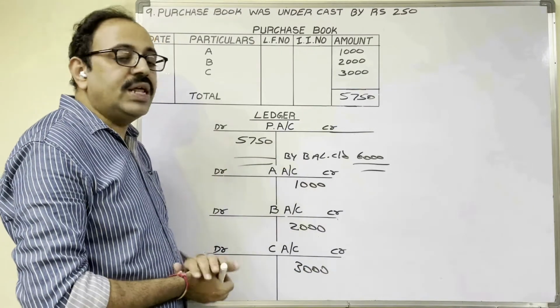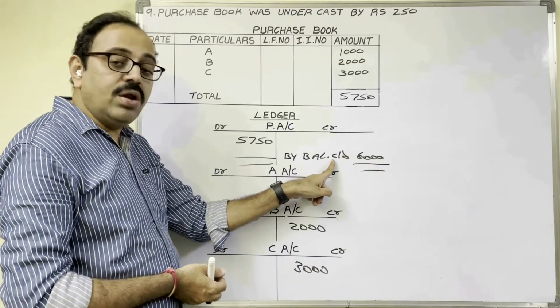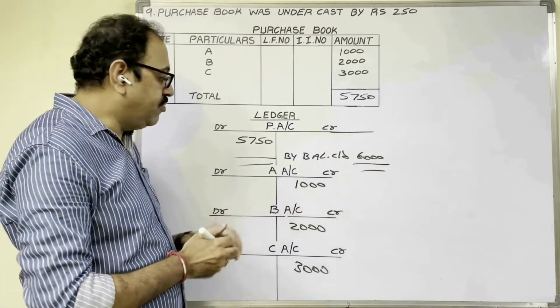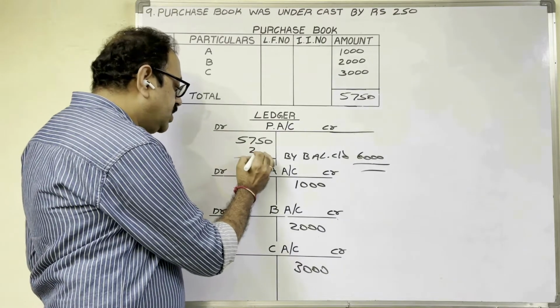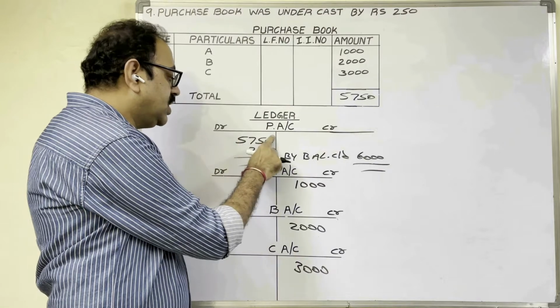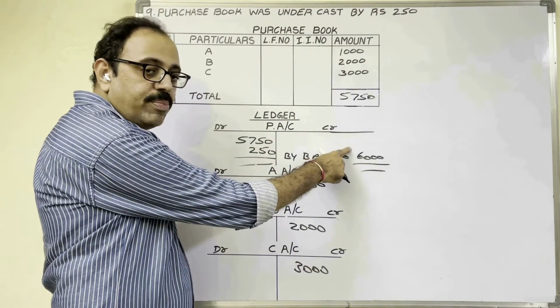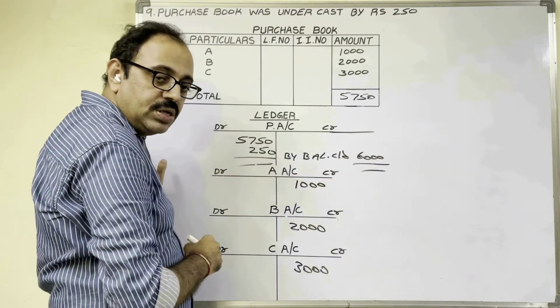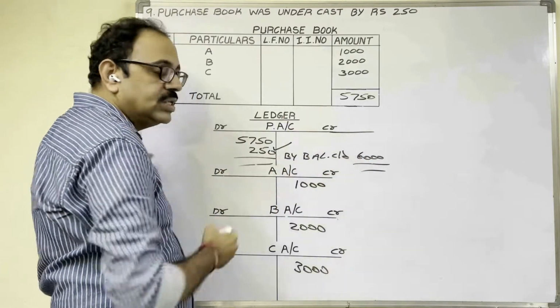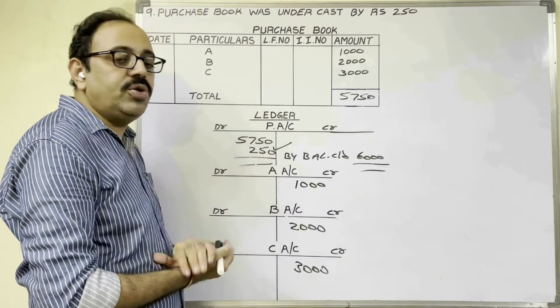How to rectify this error? I need 6,000 rupees balance carried on credit side. If we debit 250 rupees in purchases account, then 5,750 plus 250 becomes 6,000. Balance carried on will be 6,000. So this is our answer. Purchase account should be debited with 250 rupees.